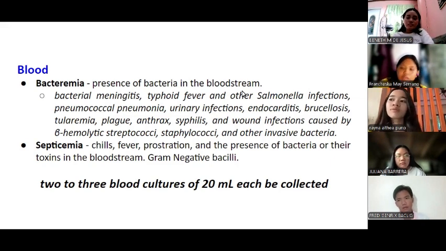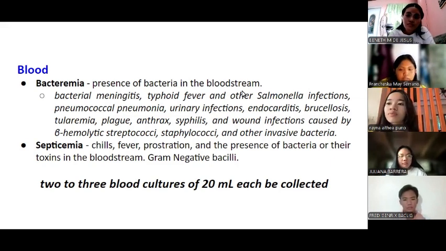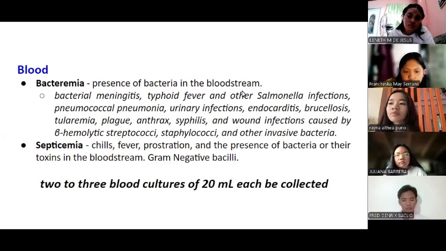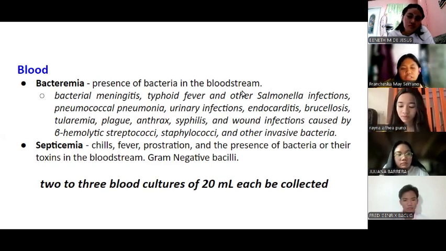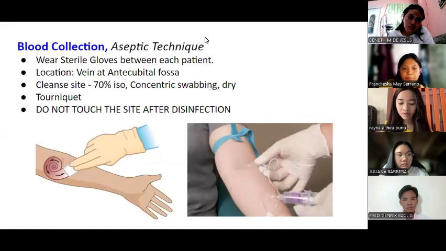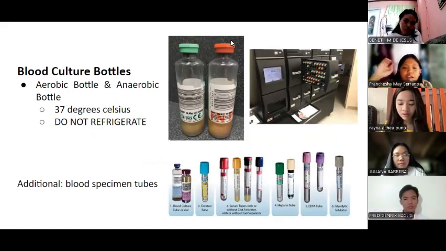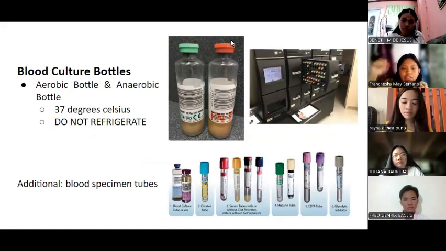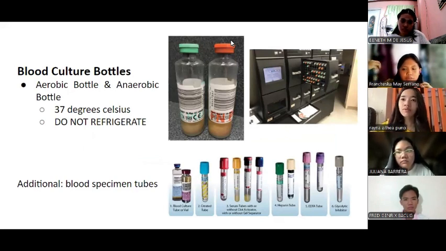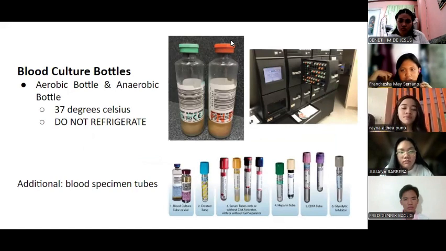In collecting a blood specimen, there should be 2 to 3 blood cultures of 20 ml in each collection, and it is placed in blood culture bottles, the aerobic bottle and the anaerobic bottle. They have their own purpose, and the temperature needs to be the same as the body's, because our usual body temperature is 37 degrees Celsius. That is the proper temperature.